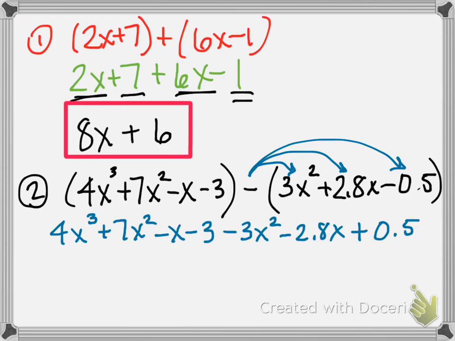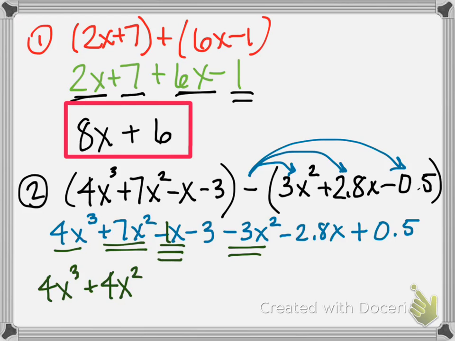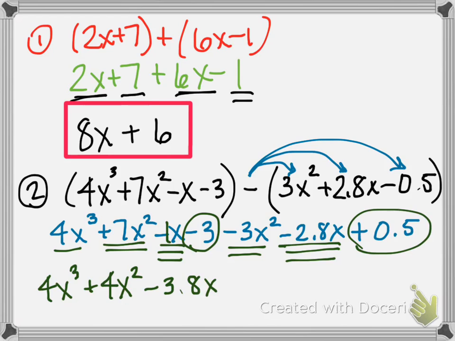Now we go through and look for like terms. 4x to the third, there is no other x to the third, so that's just staying put, 4x to the third. 7x squared and a minus 3x squared, so that becomes a positive 4x squared. Negative x, so that's a negative 1x, I'm going to put a number there. And negative 2.8x, those guys go together for a negative 3.8x. And then finally the negative 3 plus 0.5, putting those together gets me negative 2.5.